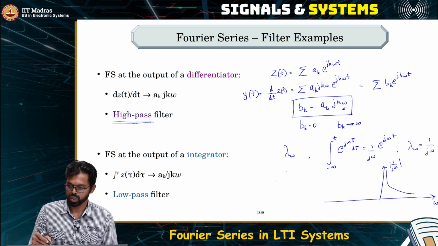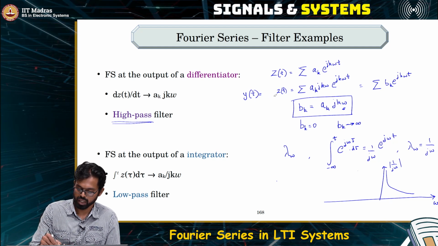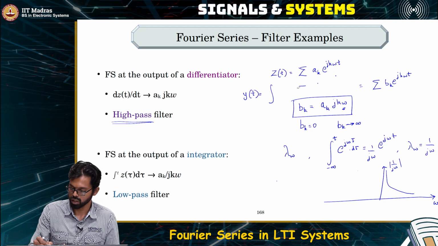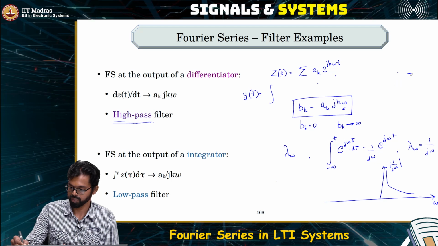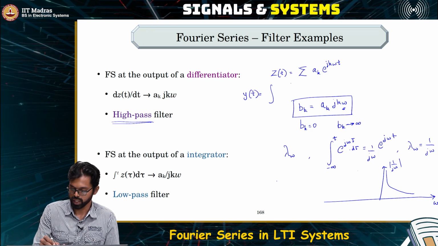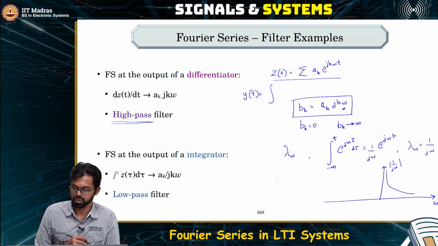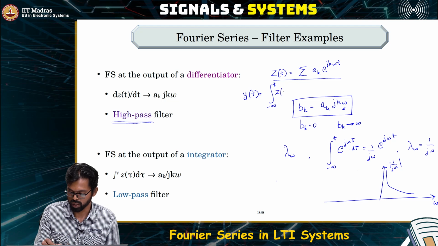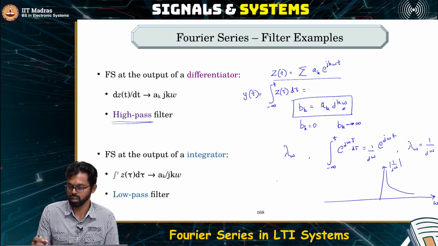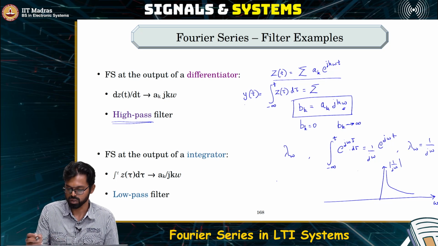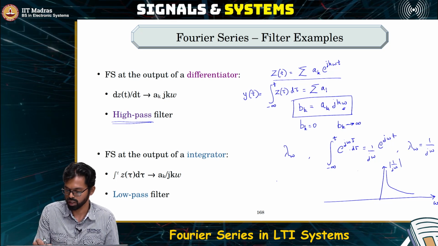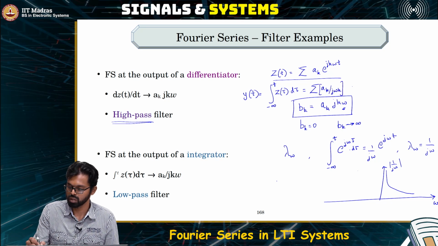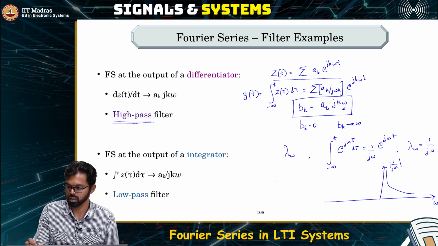So what happens to the output of the integrator? We'll redo this entire thing. Now we'll take a periodic signal, decompose it in terms of the Fourier series coefficients, and pass it through the integrator. So we have something like this, which means because of the eigenfunction properties, you get ak divided by j omega k times e power j k omega t.